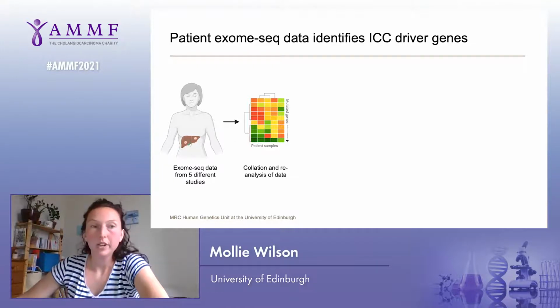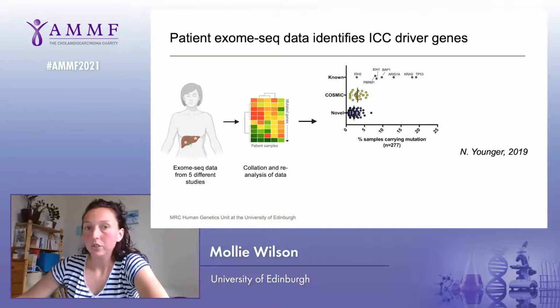Basically, we had this exome sequencing data from these 5 different studies, and Nick designed this computational pipeline where we could collate and reanalyze this data. So this led to the rediscovery of some canonical drivers of ICC, including, for example, gain-of-function mutations in the IDHs and in Kras, and loss-of-function mutations in ARID1A and TP53.